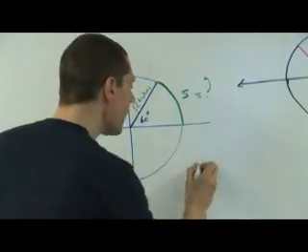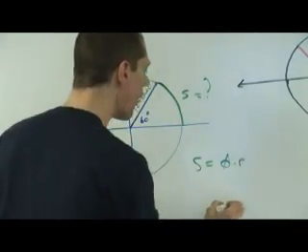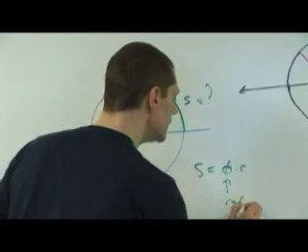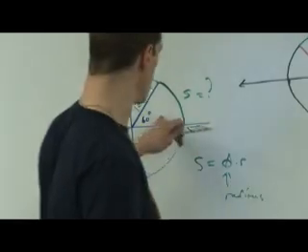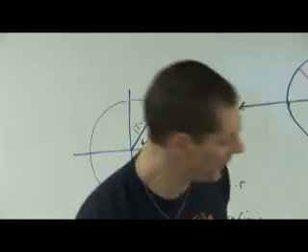So here's the deal. I know that s is equal to theta times r. However, this has to be in radians. And this is another good thing to know. How many radians is 60 degrees? This shows up all the time. And how do you do the calculation?